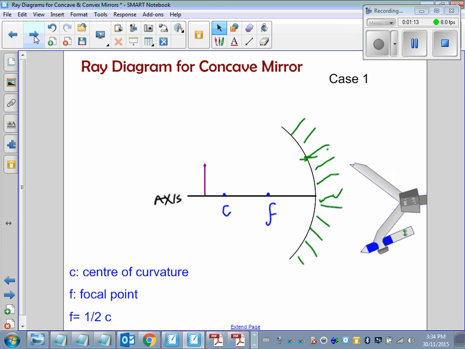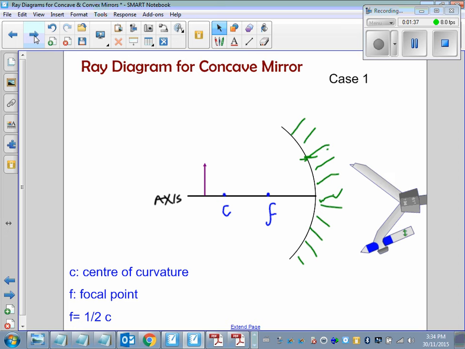So a concave mirror is a curved mirror where in the photo the green represents the back of the mirror, as you would see on a satellite dish, and the rays are converged. It's also sometimes called a converging mirror because the rays are converged in a point in front of the mirror. So the first scenario that we want to talk about is where the object is outside the center of curvature.